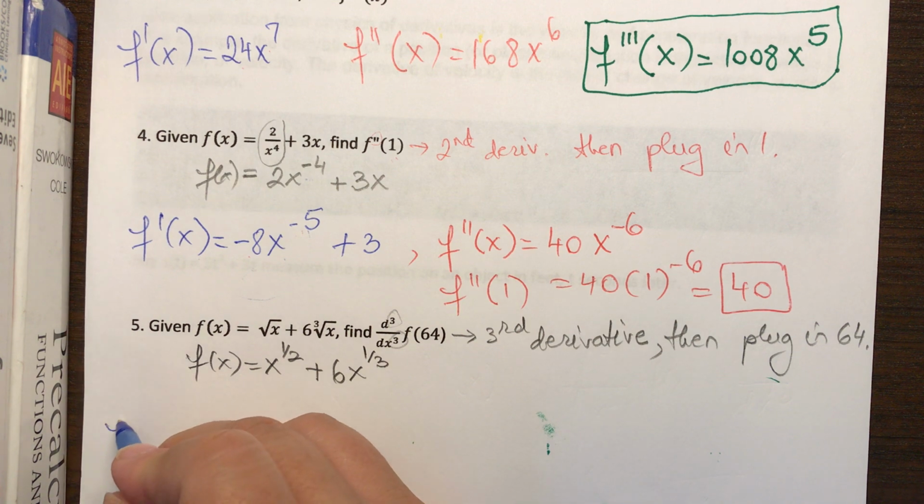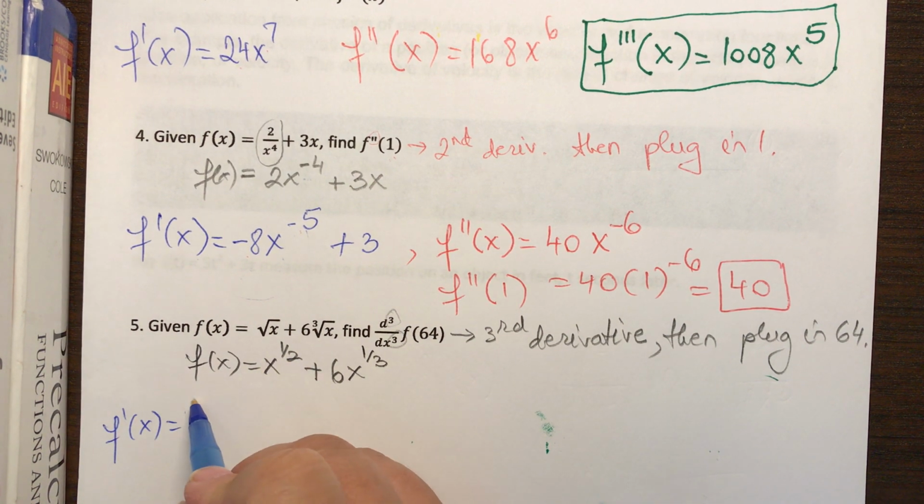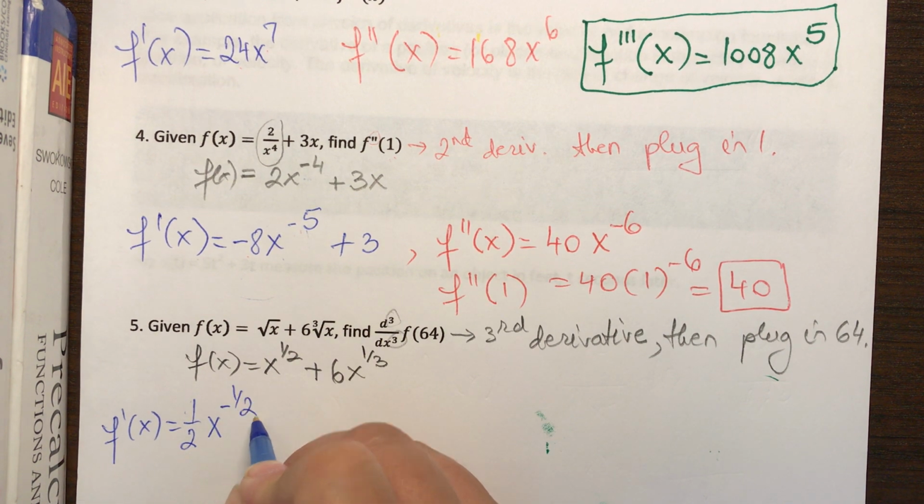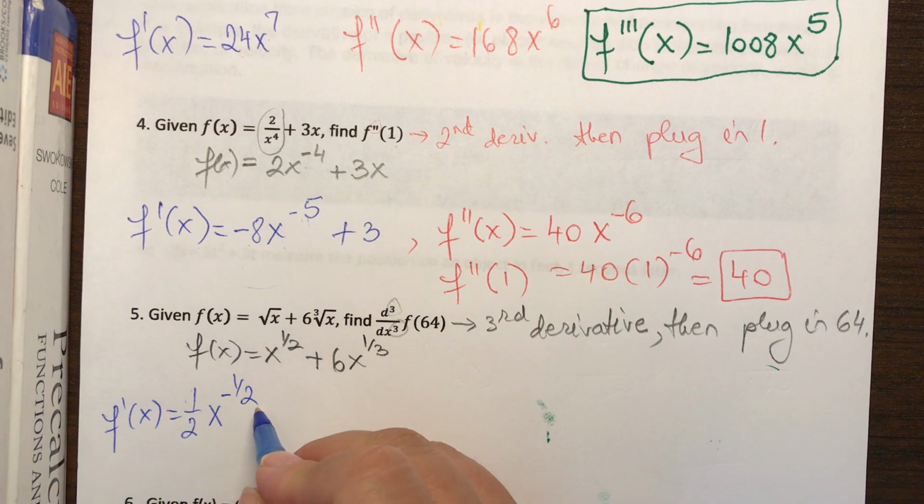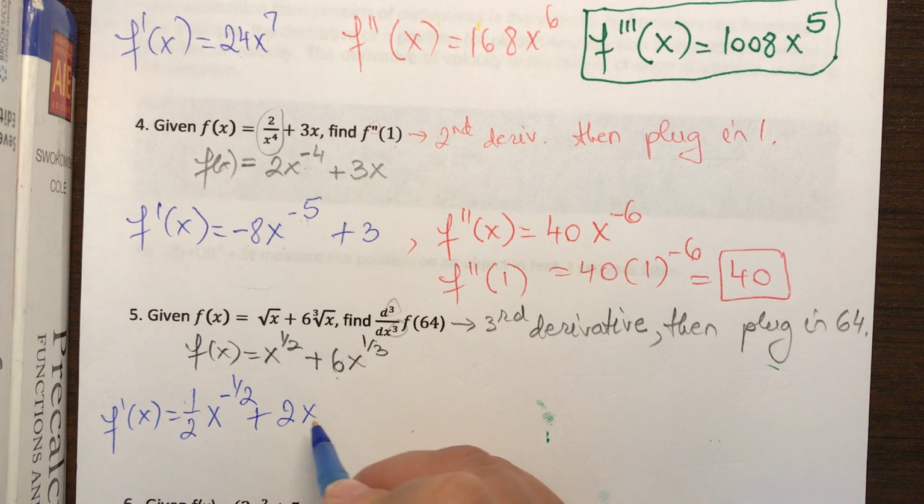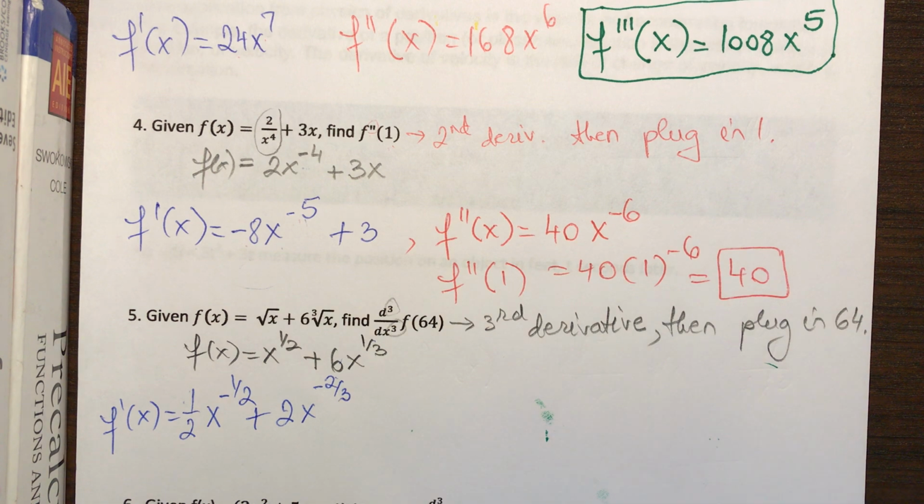So let's get on to the first derivative. The 1/2 is going to come up front. X to the negative 1/2, right? 1 less than a half. Plus 6 times a third is a 2. X to the 1 less than 1/3 is negative 2/3. All right, don't fix it because you got a lot more work to do.